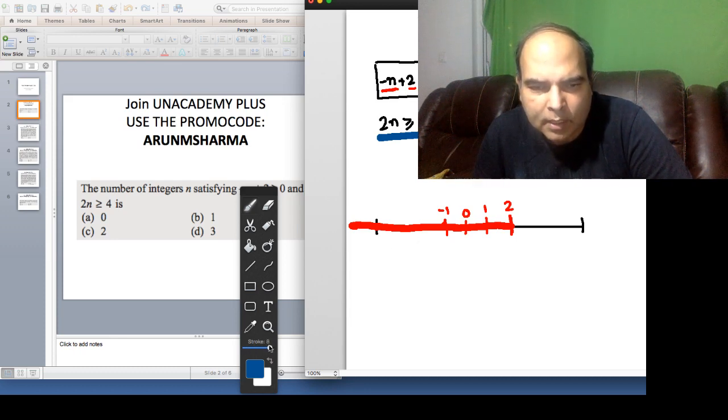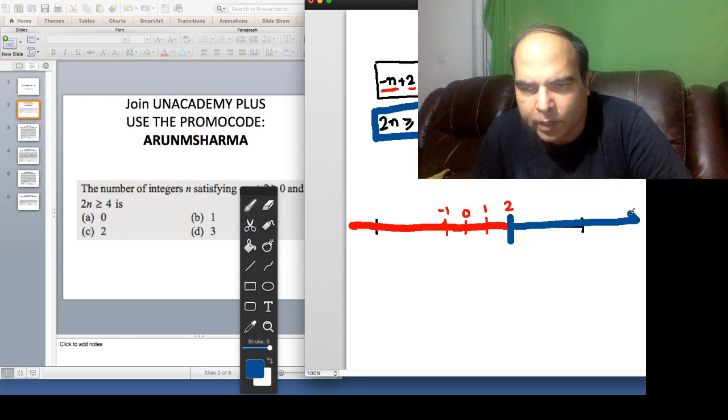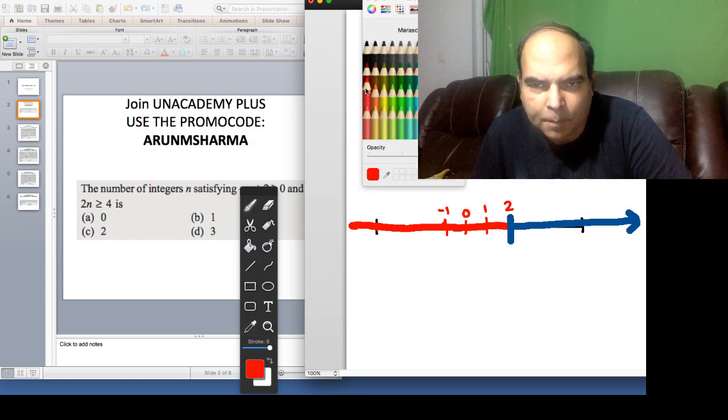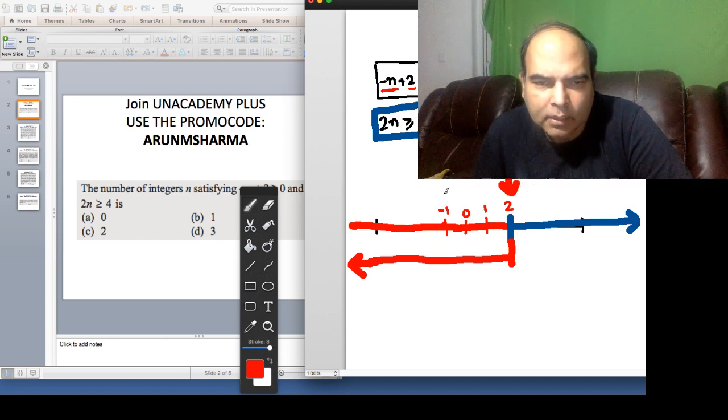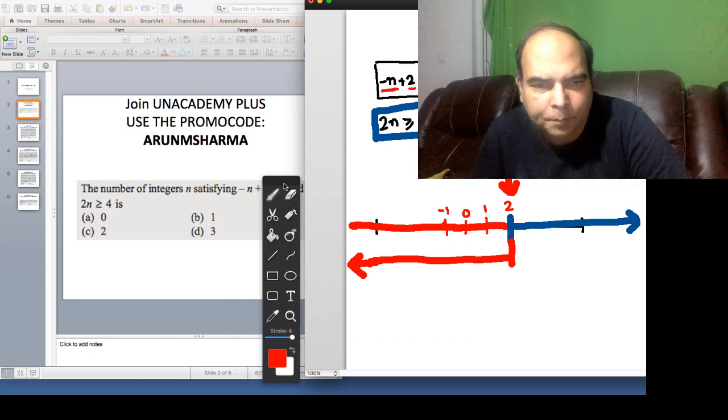So what you realize is that this second inequality is happening from this point all the way to the right, and the first inequality was happening from this point all the way to the left. So the only common value which is working for both is going to be 2, and hence the correct answer to this question is option B, which is that there is only one such value.